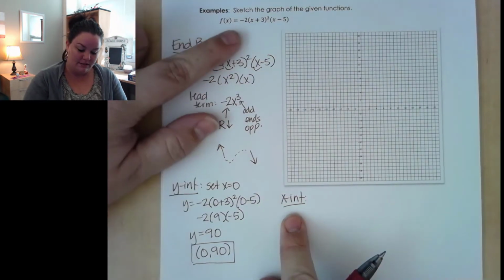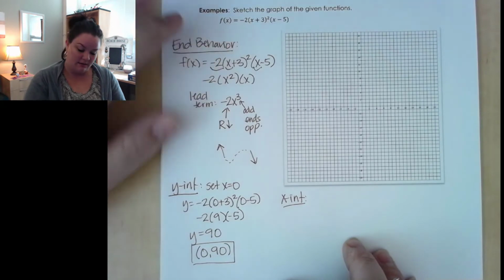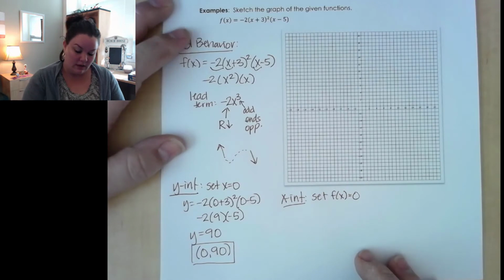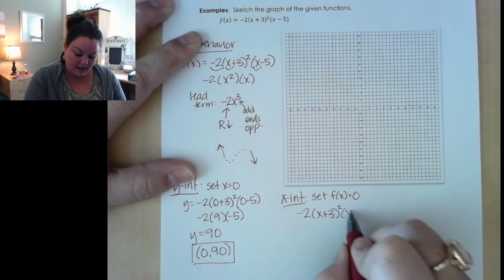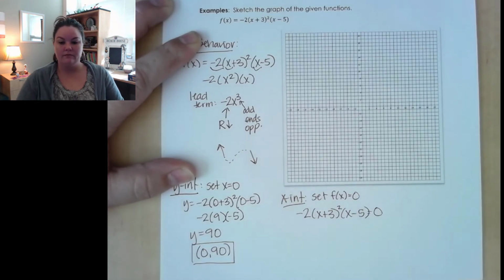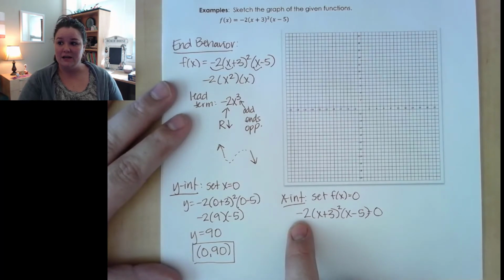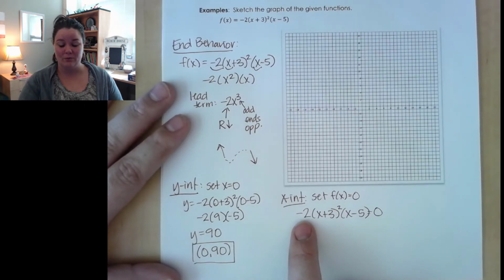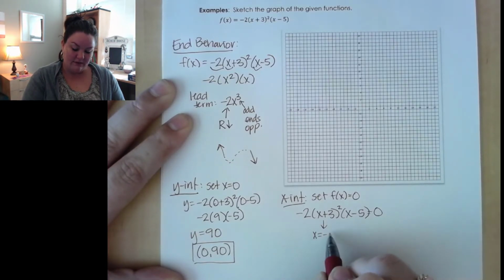So our x-intercepts, remember we set y equal to 0, and y is our f of x, right? So I'm just going to set f of x equal to 0, or y equal to 0. So I get -2 times the quantity x plus 3 squared times x minus 5 equals 0. And then I set each factor equal to 0. Now -2 doesn't have an x, right? So if it doesn't have an x, we don't need to set it equal to 0, because -2 is never going to equal 0. We can only solve for it if it has a variable with it. So we set our second quantity equal to 0, which is going to give us x equals -3.